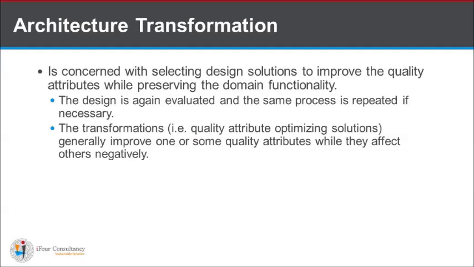Architecture transformation is concerned with selecting design solutions to improve the quality attributes while preserving the domain functionality. The design is again evaluated and the same process is repeated if necessary. The transformations, that is quality attribute optimizing solutions, generally improve one or some quality attributes while they affect others negatively.